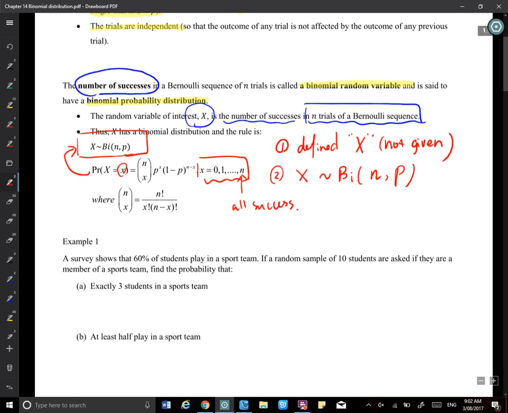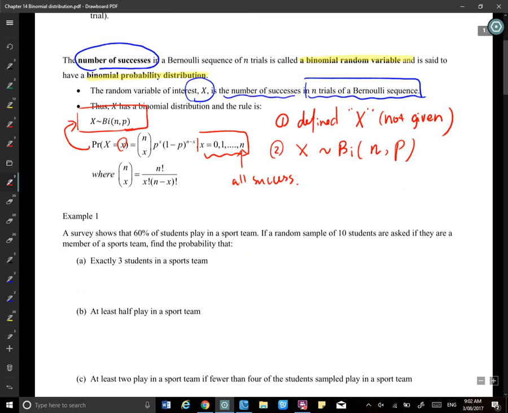I can't go to n plus 1 because if you play the thing 10 times, you can't get 11 successes. So n is the maximum number you can have for x, and 0 is the lowest number you can have for x. You can substitute different values for x, but the formula will be the probability.